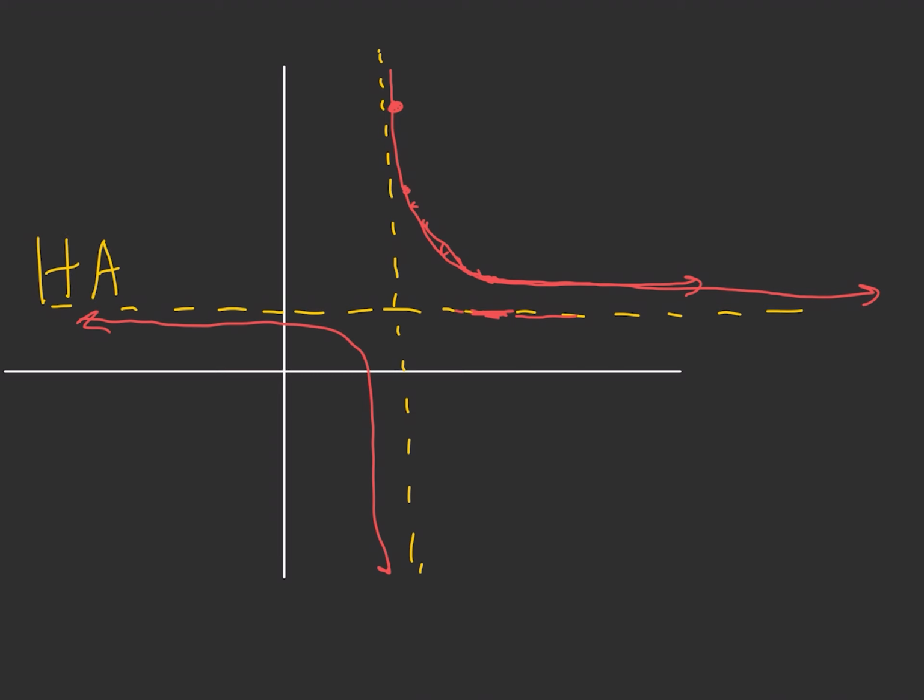So let's say that on my x-axis this was x equals 1, and this is x equals 2, and x equals 3, and x equals 4, and so on.